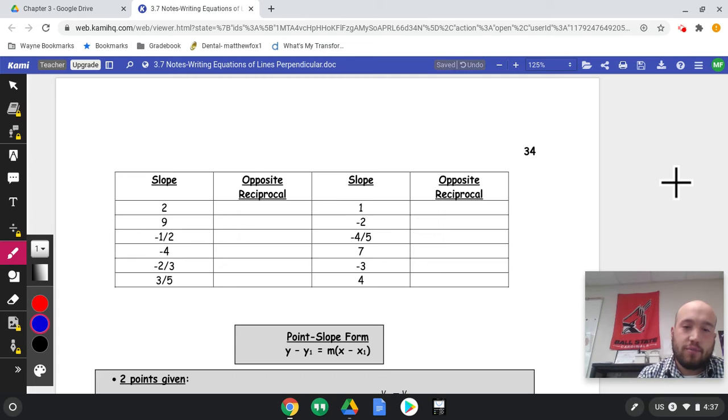All right, welcome back, geometry. And today we're going to talk about perpendicular lines.